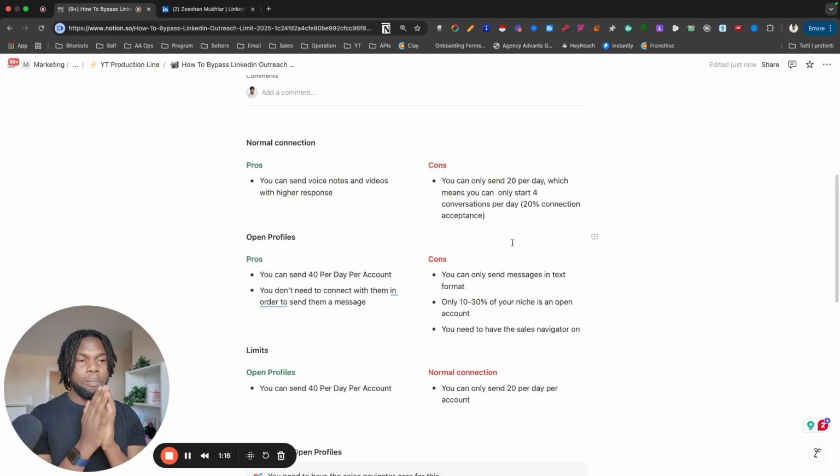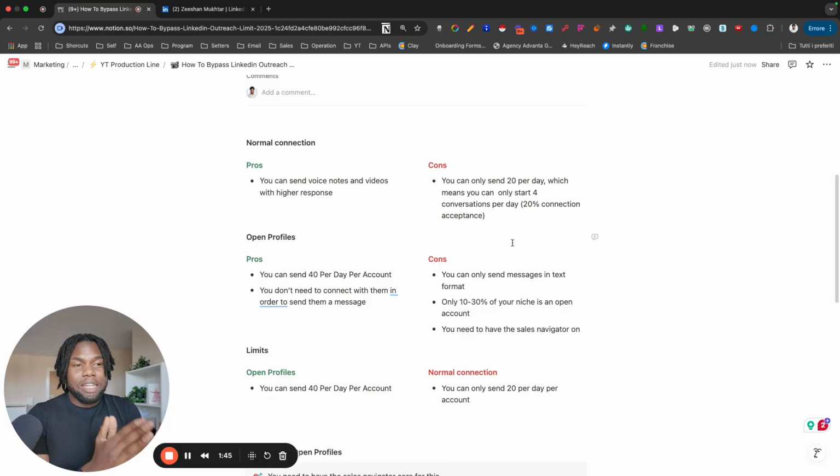But one of the biggest cons is that you can only do 20 per day, which means you can only start around 4 conversations per day with a 20% connection acceptance rate. And this is very, very slow. You can't expect to scale to multi 6 or 7 figures if you're only having 4 conversations per day. In order to get there, you need around 50 or 100 conversations per day to really start scaling and start seeing the results that you're looking for.